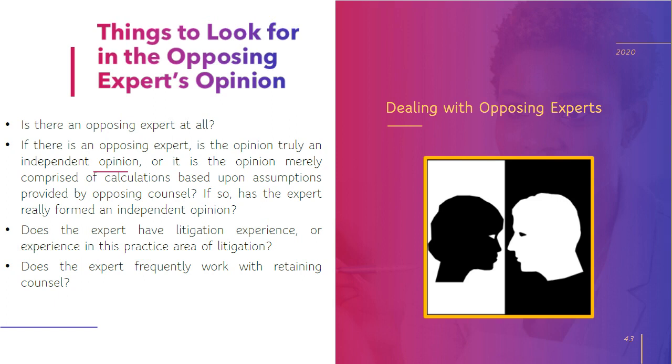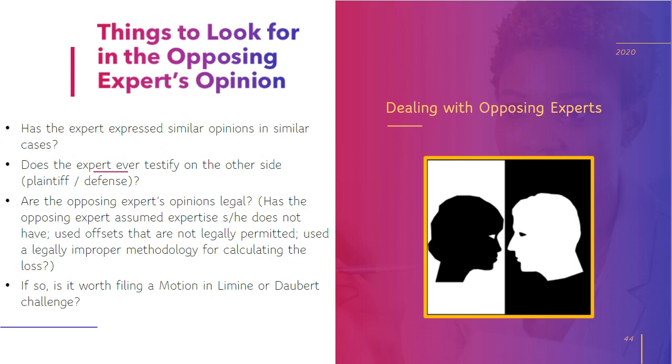Okay. Has the expert expressed similar opinions in the past? Does the expert ever testify on the other side? Very often people will say, I testify 50% for the plaintiff and 50% for the defendant, but there's almost nobody who does that. So somebody may testify 95% of the time for the plaintiff or 95% for the defendant, and you can point that out. I think if it's closer to 50 or 60, it's not such a compelling argument.